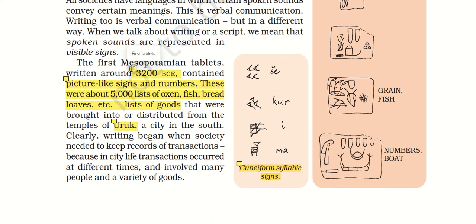When were the first tablets written in Mesopotamia? 3200 BCE. What did they contain? What was the content? Picture-like signs and numbers. 5,000 lists of oxen, fish, bread loaves. That is a list of goods.